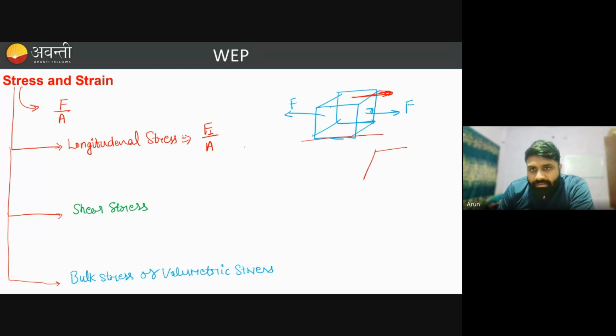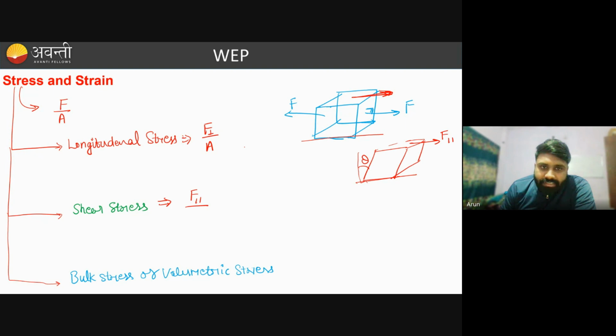So what will happen? This block will tilt somehow like this from the original shape. Let's say this angle is theta. It is because we have applied the force in the parallel direction. So that stress is termed as shear stress, when you apply the force in the parallel direction per unit area on which you have applied that force.